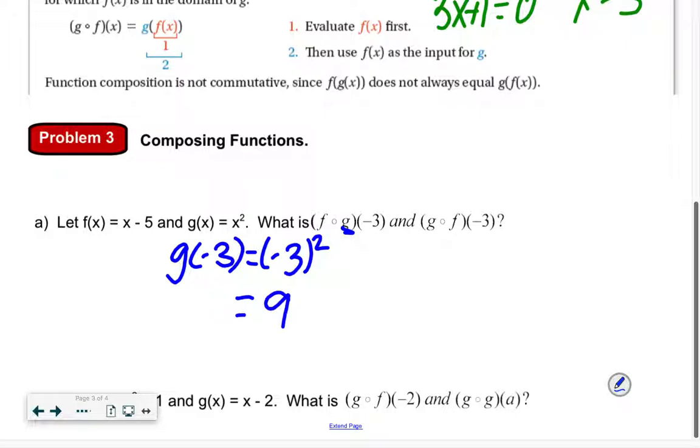Okay. Are we good through there? Okay. Now we need to take our answer that we got and put it in for f. So instead of taking f of negative 3, we're taking f of my answer, which is 9. So what should I plug in for x right here? 9. And 9 minus 5 is? 4. So your answer is 9 and 4? Your answer is 4.